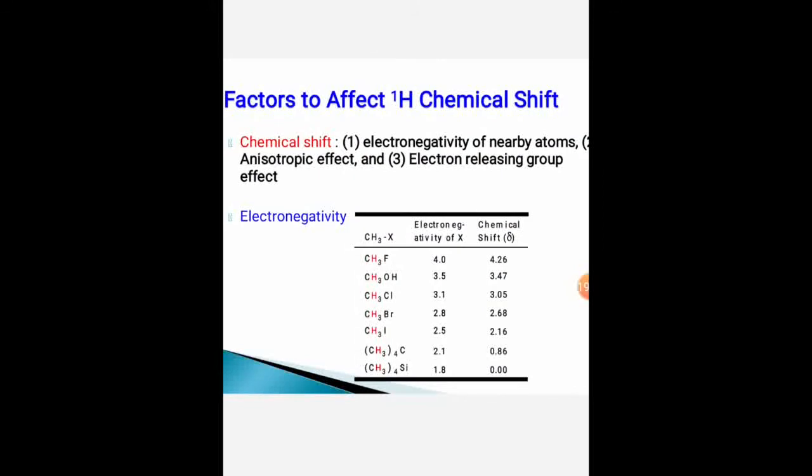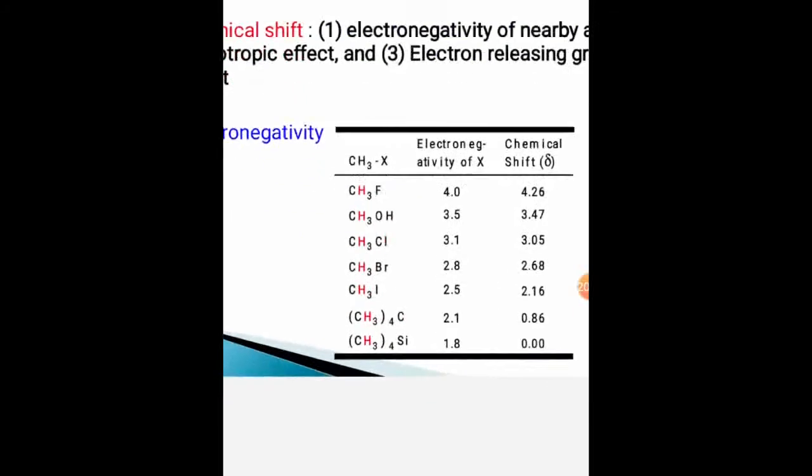Now the factors which affect chemical shift. The first factor is the electronegativity of nearby atoms. The second factor is the anisotropic effect. The third factor is the electron releasing group effect. Now first let us discuss the first factor, electronegativity.